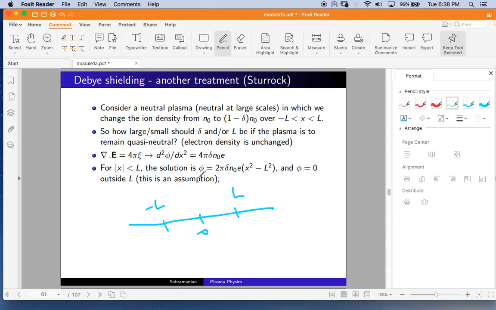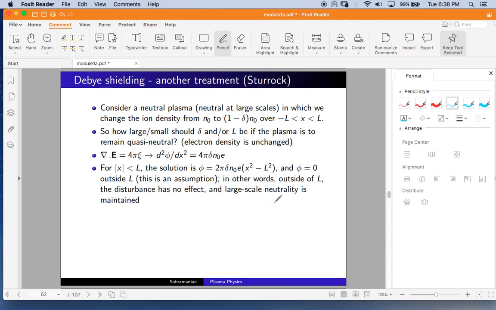What's an assumption? Phi equals 0 outside L. This is an assumption. So in other words, outside of L, the disturbance has no effect, and large-scale neutrality is maintained. This question is still relevant though. Let's think about it. Outside of L, the question is how large should L be, or how small should L be, and how large or small should delta be? That's the question.